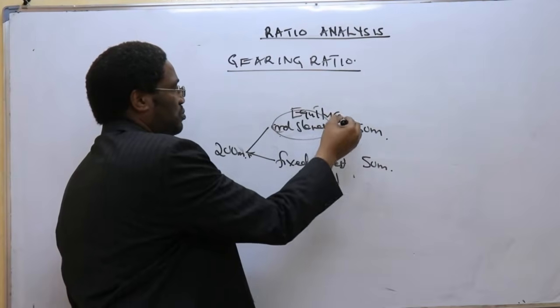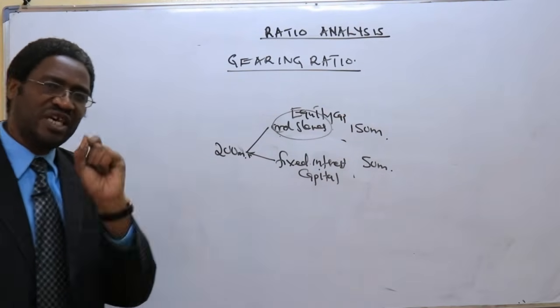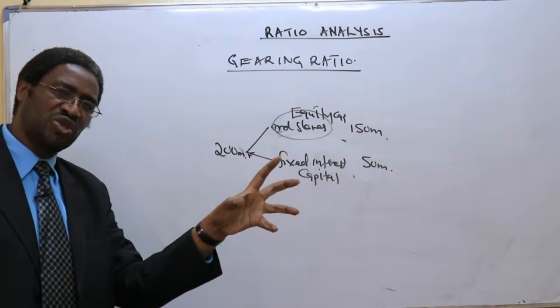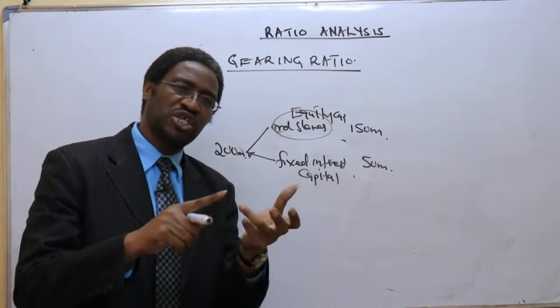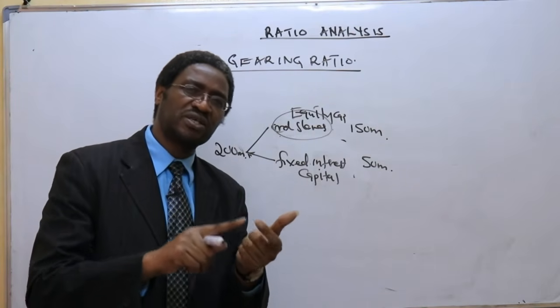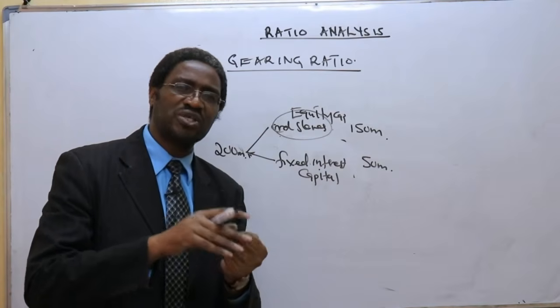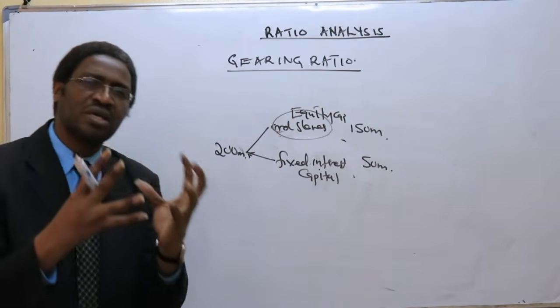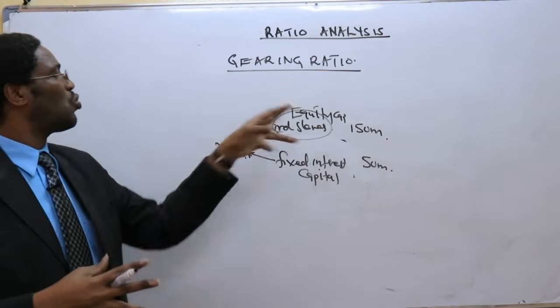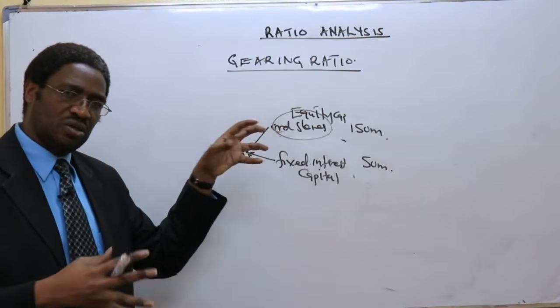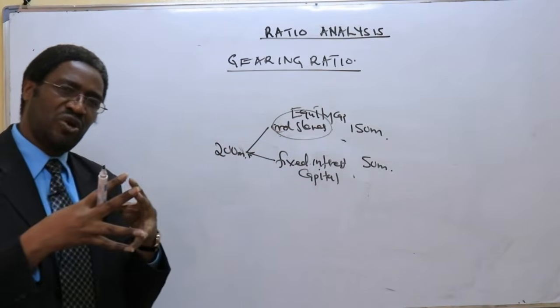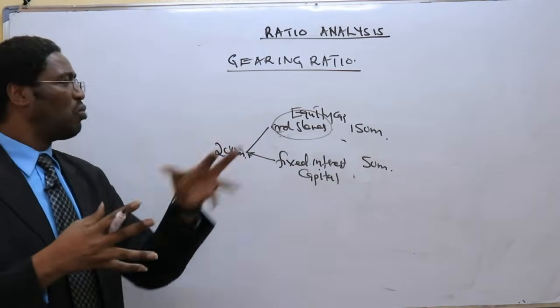So when I say equity, I am referring to things like ordinary shares, share premium, retained profit, revaluation reserve, general reserve. All those are things that normally belong to ordinary shareholders in a company.